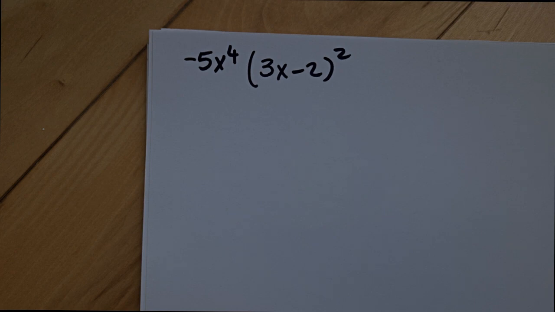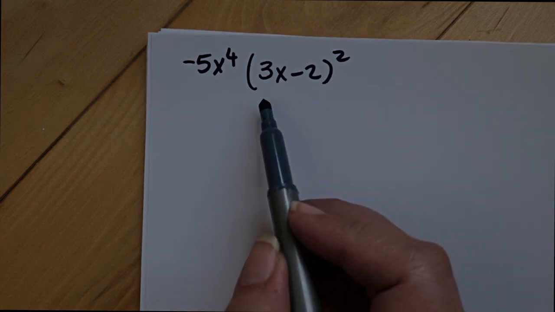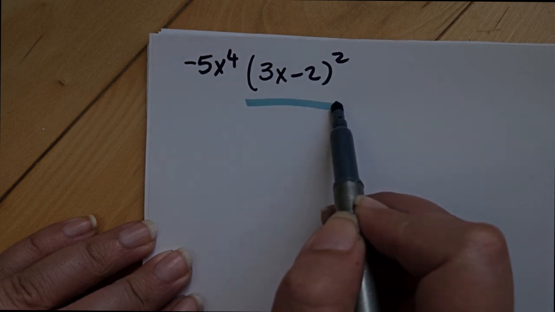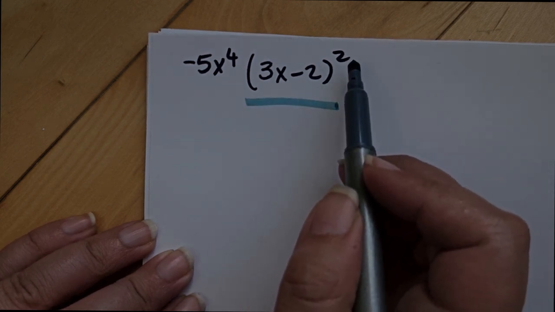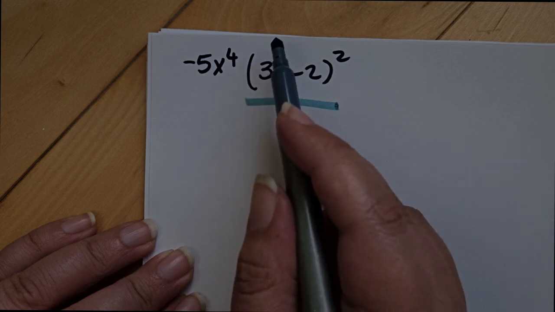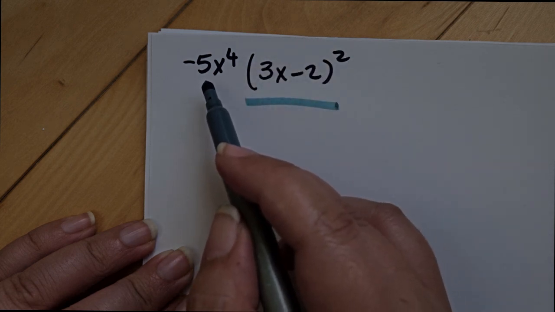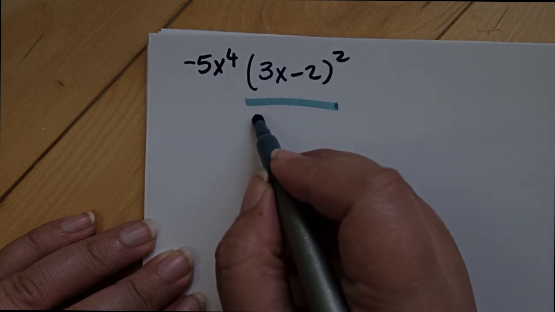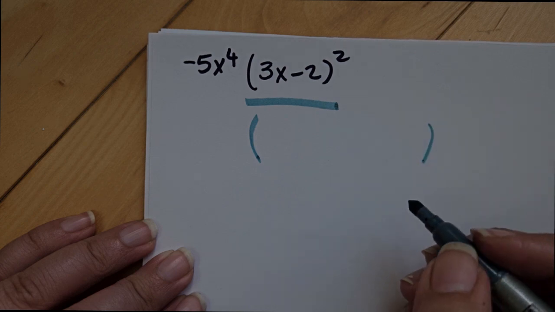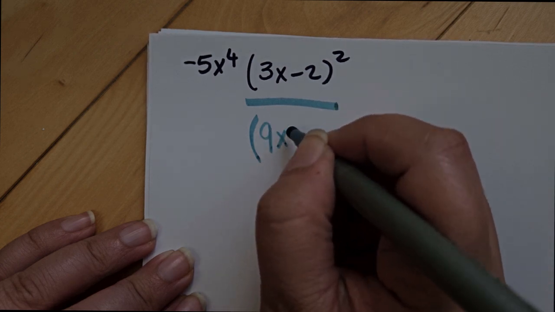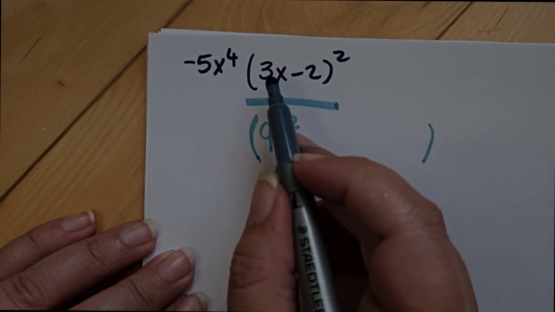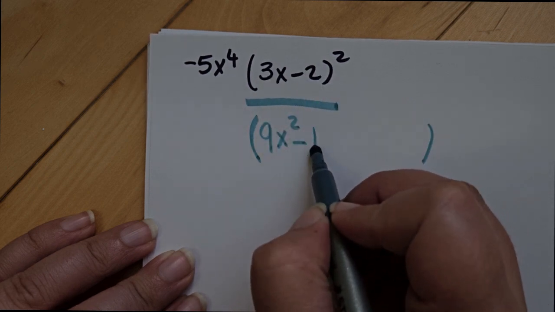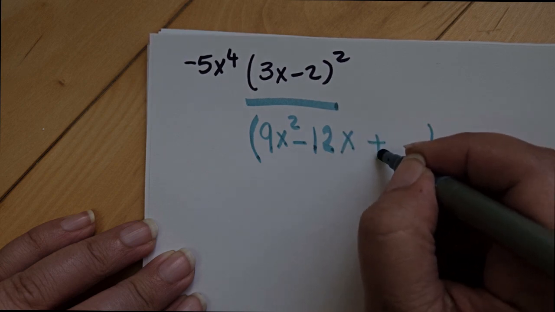Question number 2 is expand and collect the like terms. So here, what you need to do first is start with this bracket, raise it to the power 2, and then multiply the answer by this one. So here I will just consider the bracket. This is identity number 1, if you remember. So the answer would be first term to the power 2 minus 2 times a times b. So that would be negative 12x plus 4.